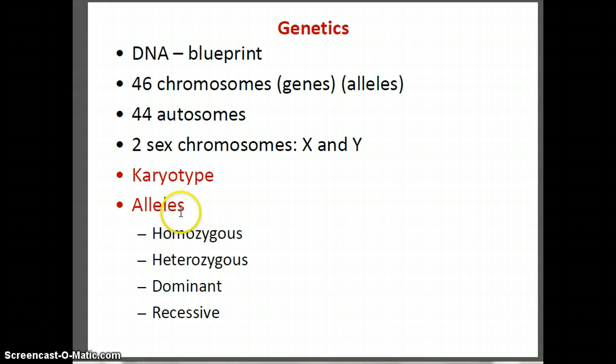Alleles exist as either homozygous, which means coding for the same information. For example, although it's a little bit more complicated than this, for blue eye color, both genes would code for the color blue, so they would be homozygous.